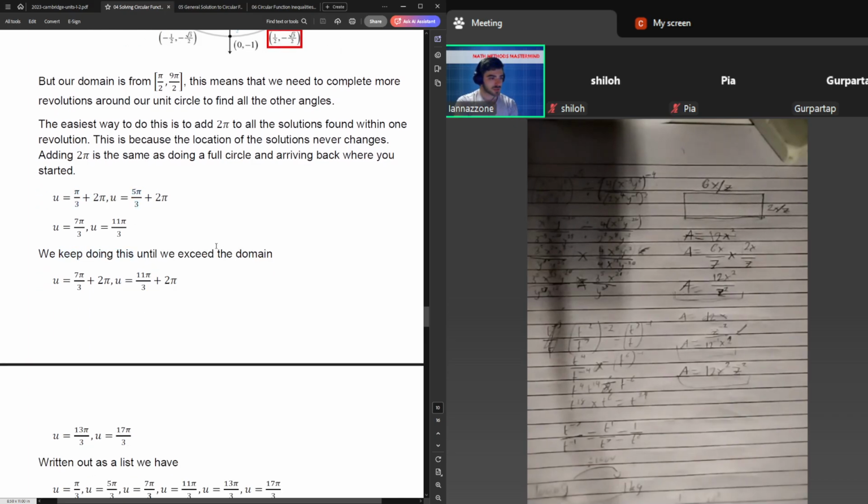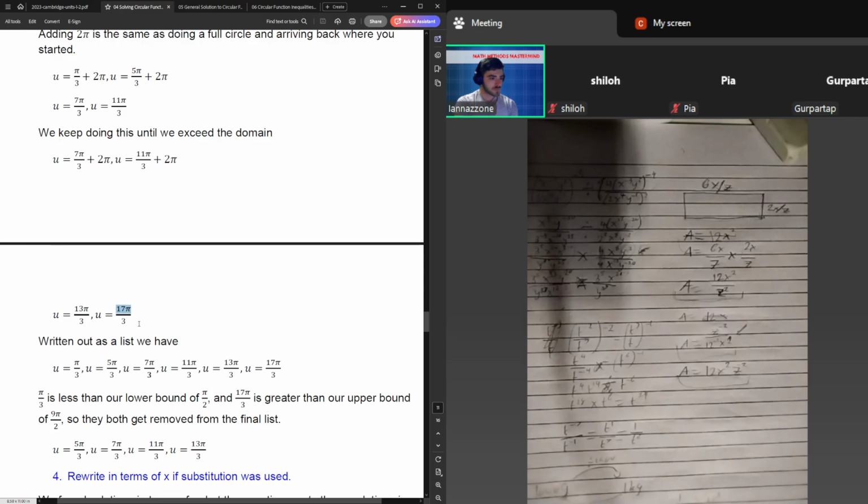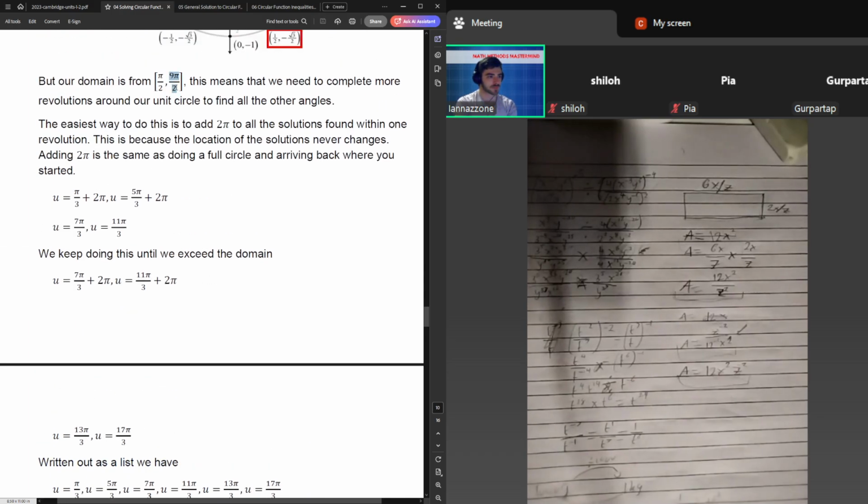We're just going to keep doing that until we exceed the domain. And we exceed the domain at 17 pi on 3 in this case. So it can be a bit difficult when you have a different denominator in your solutions compared to your domain. This one's a divide by 2, this one's a divide by 3.